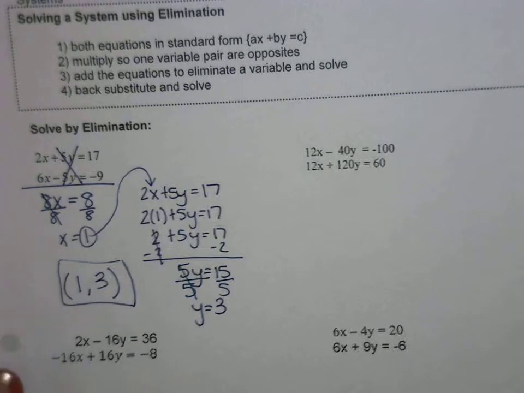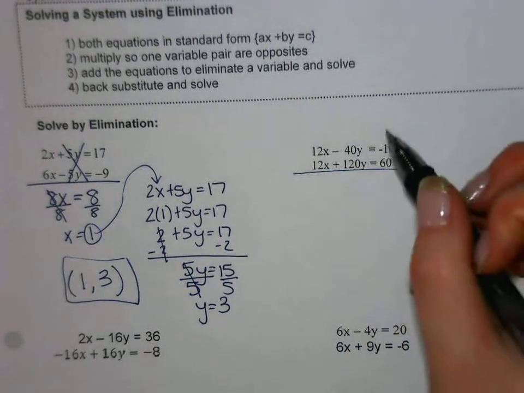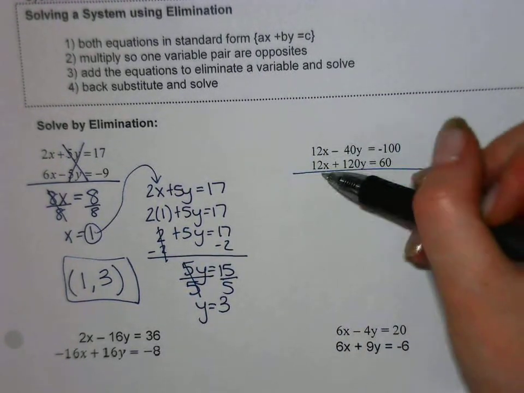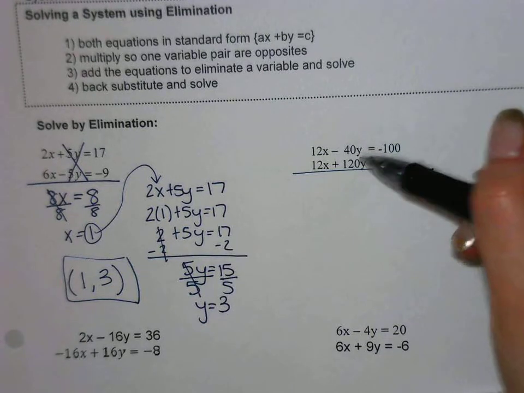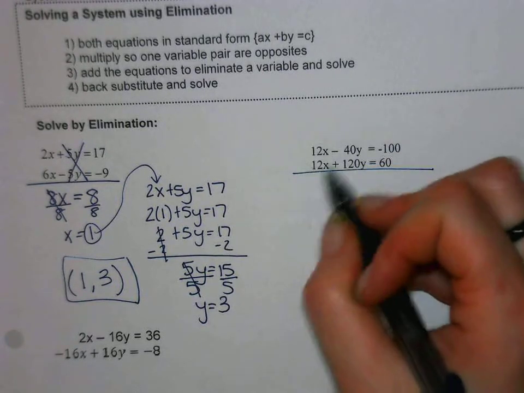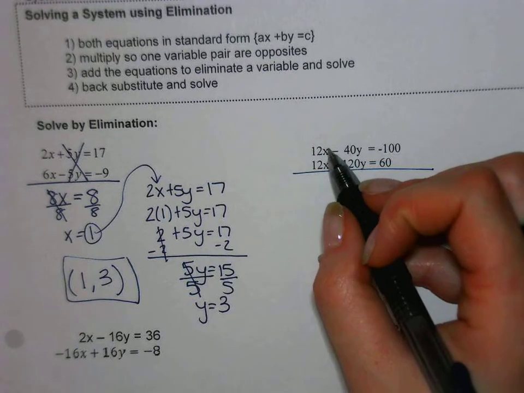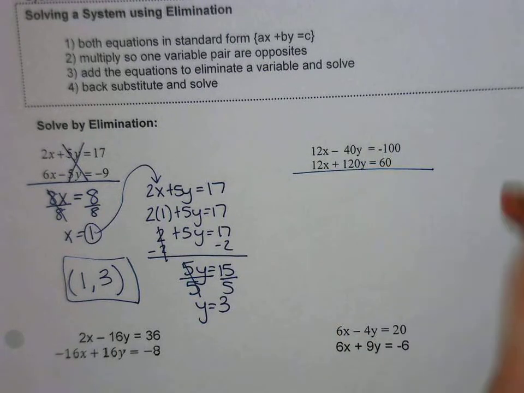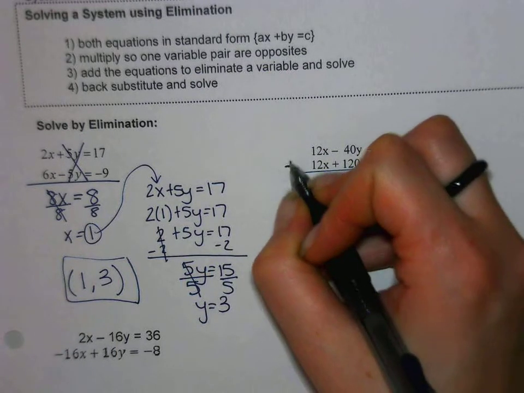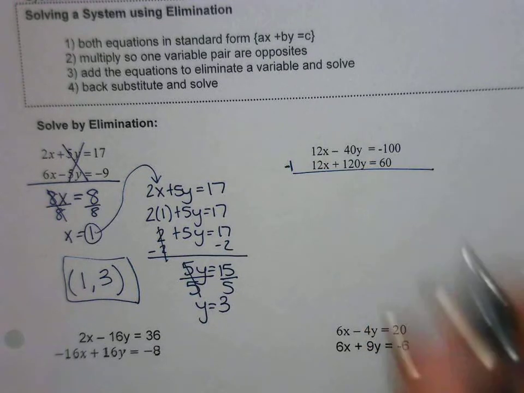So let's look at our next one. So I'm going to be looking at my x's because I have a 12 and a 12. And if we take a look though, however, right now they don't become 0. 12x plus 12x is 24x. So when that's the case, I'm going to multiply my bottom equation by a negative 1.